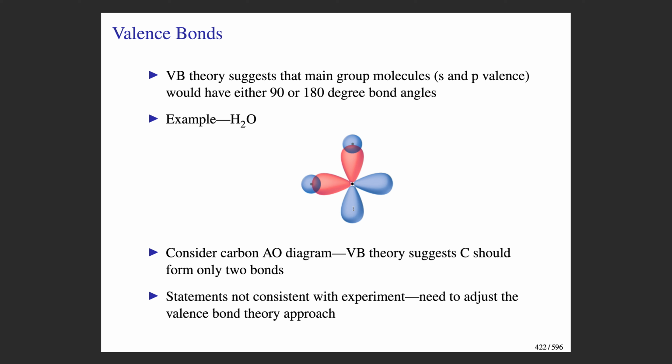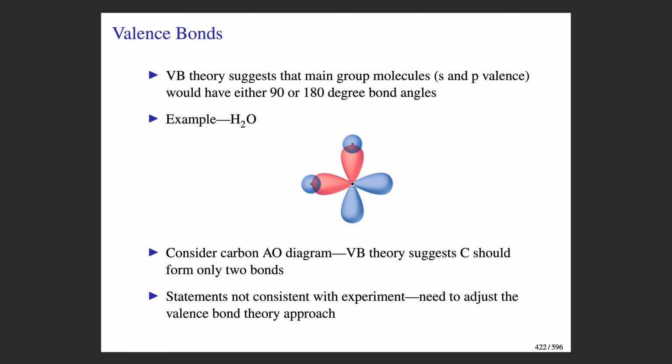And you can see that because the px and the py orbitals are 90 degrees relative to one another, we would expect that the bonding in water would also involve a 90-degree bond angle. But of course we know that that's not true from what we've studied previously, and it's also not true experimentally. The bond angle in water is not 90 degrees. So this suggests that there's something wrong with the valence bond theory, or something not complete about it, at the very least.